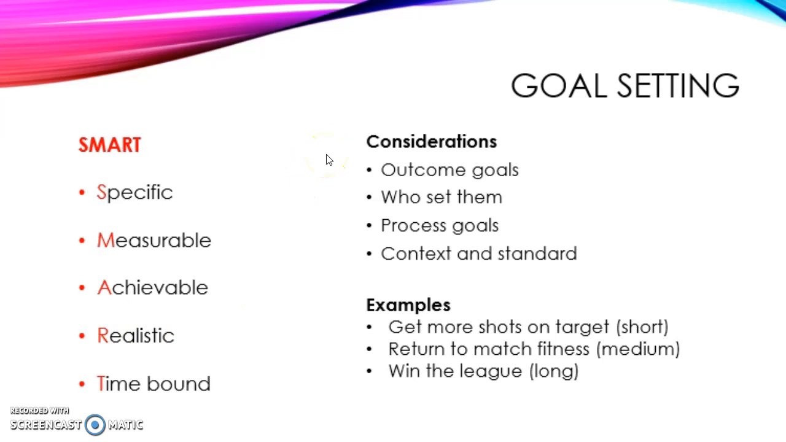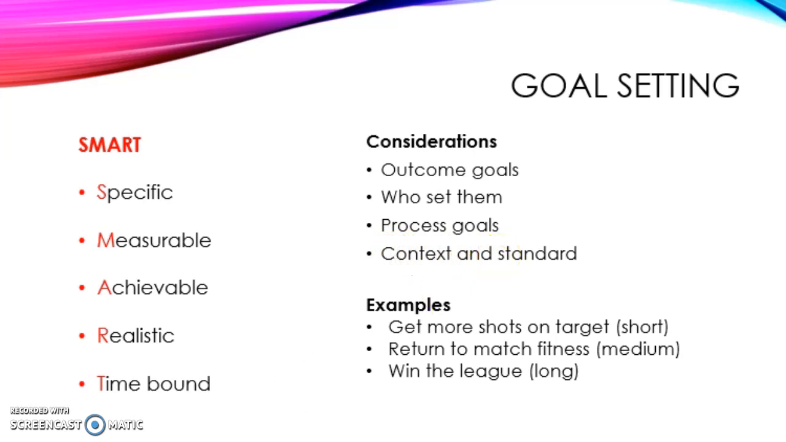Considerations with goal setting could be outcome goals. So basically, what are you expecting to achieve through these goals? Who set them, which would be a question of who gave the targets. So this could be a coach, manager, or even an individual player themselves, or possibly even the captain of the team. Process is what you're doing in between that time to make sure that you do reach the goal that's been set for you. And context and standard is the experience and ability of the player or team that the coach is working with.